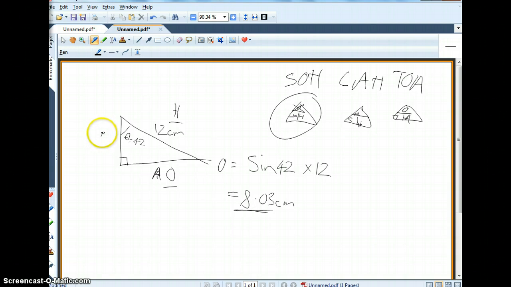Okay, while I'm here I'm going to find the adjacent, so that's just meaning I'm going to use A and H. Yep.